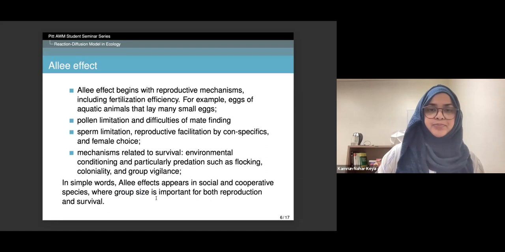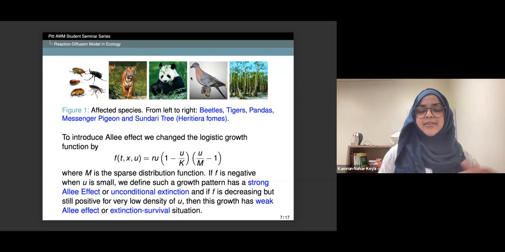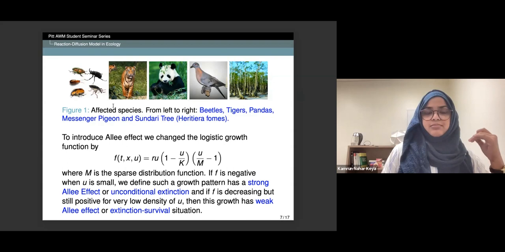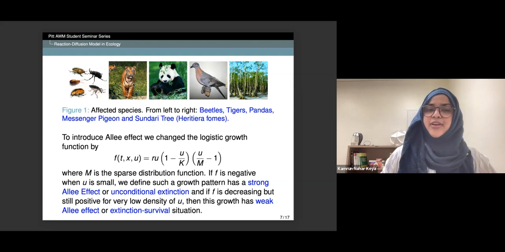There are some pictures of animals, insects and plants which currently have the Allee effect and are going extinct really soon. And most of them we already know. These are the beetles; we rarely see them now. And the second picture is of tigers. It's a very common animal in Bangladesh. It was, but right now we are told that it is going extinct really fast.